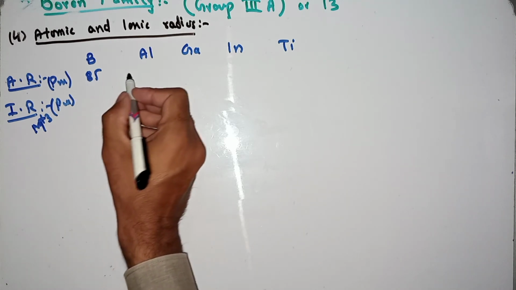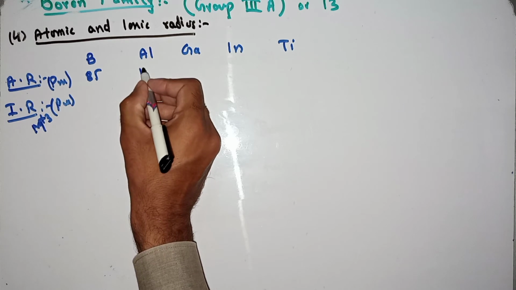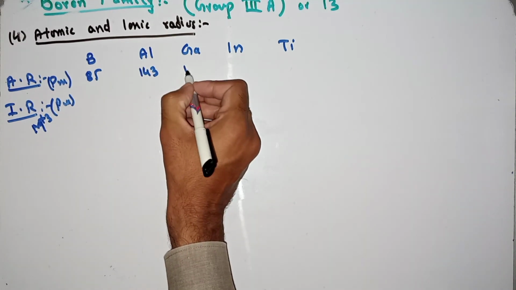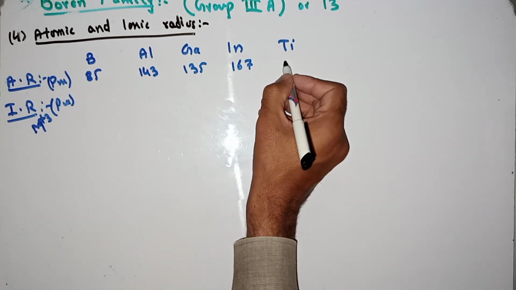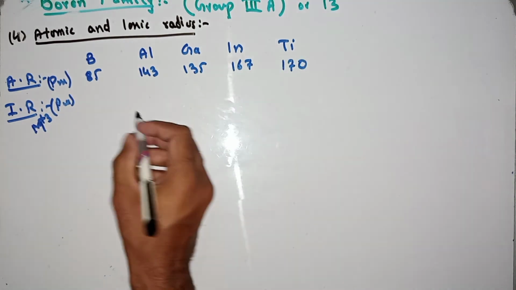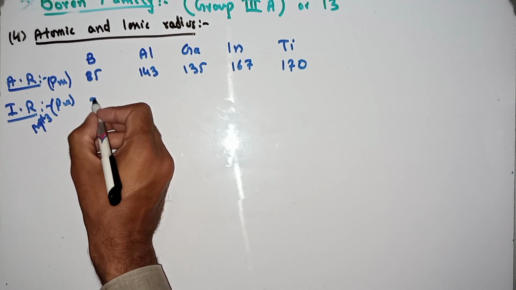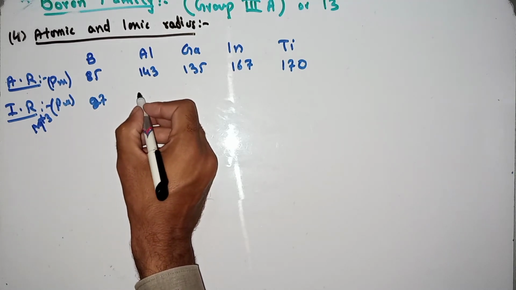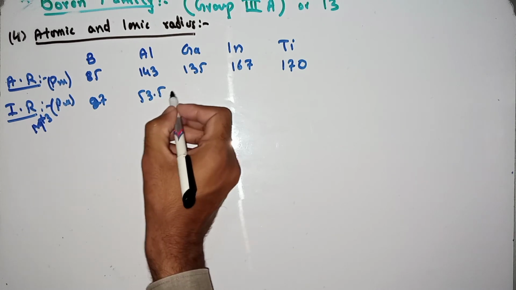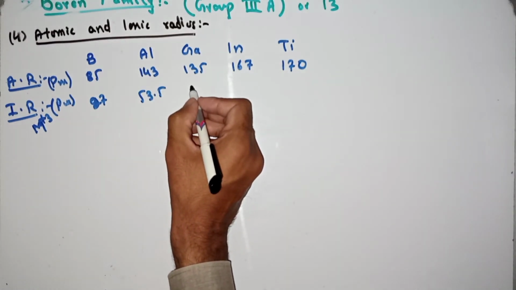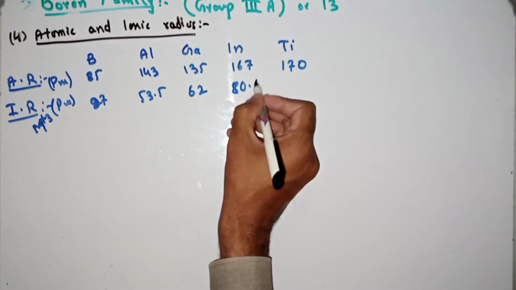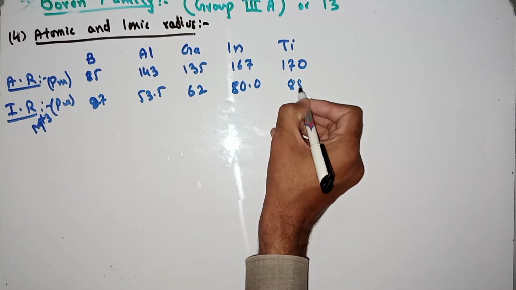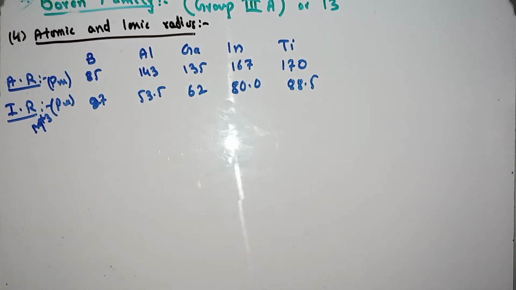So the atomic radius of boron is 85, while aluminium has 143, gallium has 135, indium has 167, while thallium has 170. While the ionic radius is 27 for boron, 53 for aluminium, gallium has 62, indium has 80.0, while thallium has 88.5. These are the ionic radius and atomic radius.